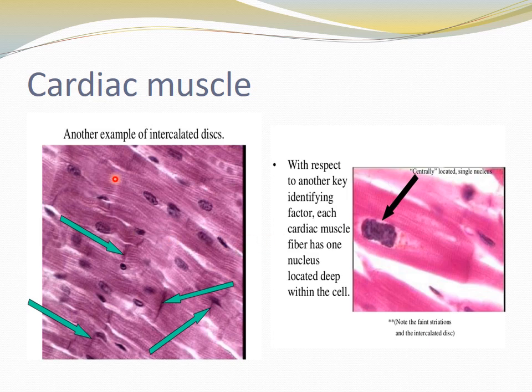So this is another example. You can see clearly the intercalated discs at the branching sites of the cardiac muscles, and this is showing you the cardiac muscle fiber in which there is a nucleus located deep within the cell, a centrally placed nucleus.